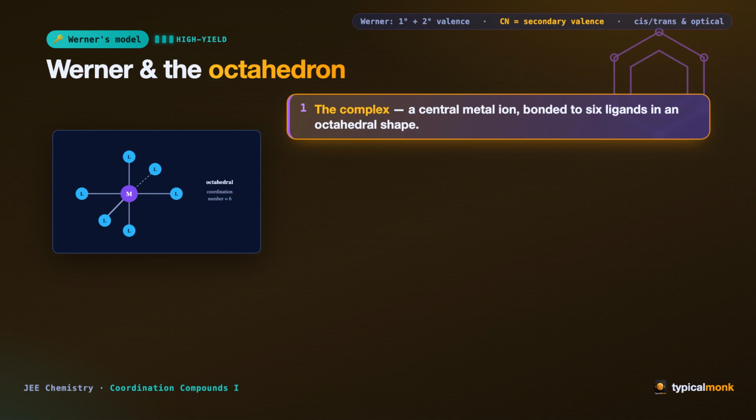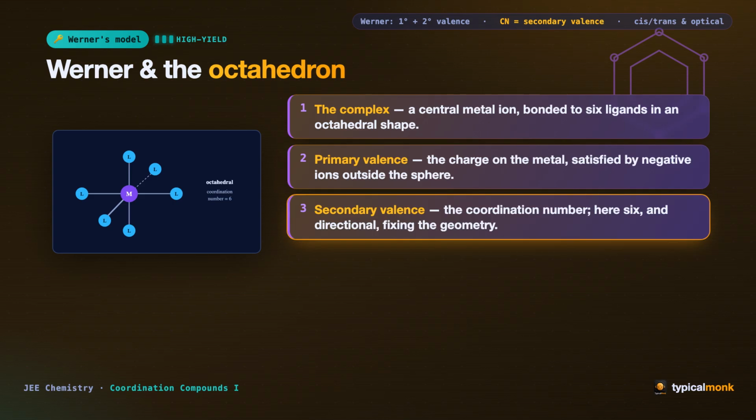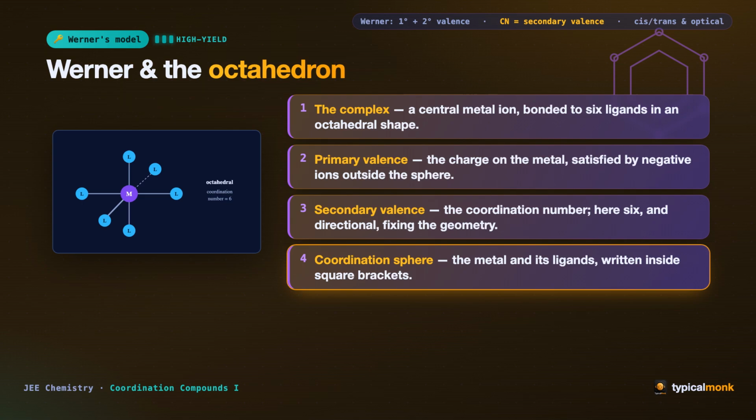Now look at the picture. Werner's octahedral complex. The complex, a central metal ion, bonded to 6 ligands in an octahedral shape. Primary valence. The charge on the metal, satisfied by negative ions sitting outside the coordination sphere. Secondary valence. The coordination number, here it is 6, and it is directional, it fixes the geometry. The coordination sphere. The metal and its ligands together, written inside square brackets.